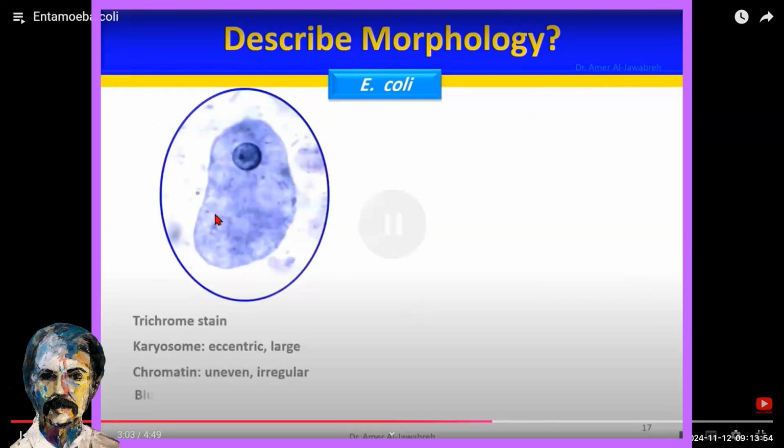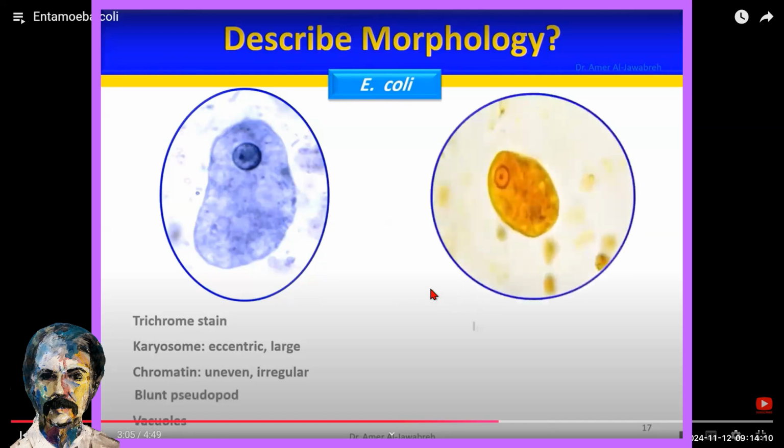This is a trophozoite, with a large, blunt pseudopod here, karyosome eccentric, and chromatin is very much on one side and very little on the other side, which means they are unevenly distributed, not equally distributed. The same here with iodine. Here, look, the karyosome looks centric, yeah? So this is an exception. And even the chromatin almost looks even. As I told you, with these morphological features, sometimes there are exceptions. Not like PCR. PCR gives you a definite answer.